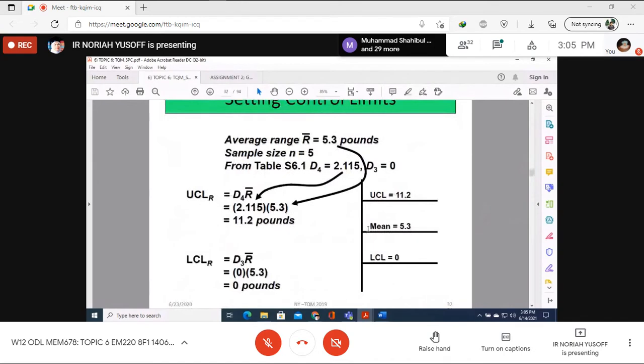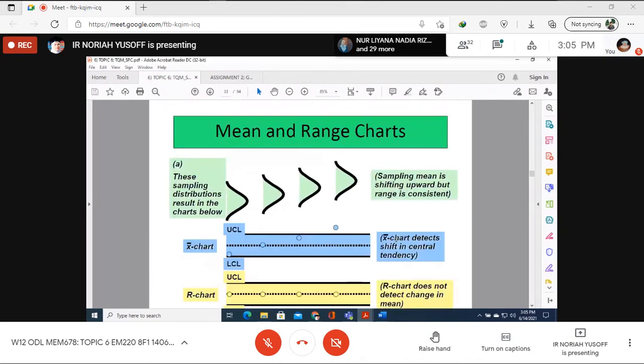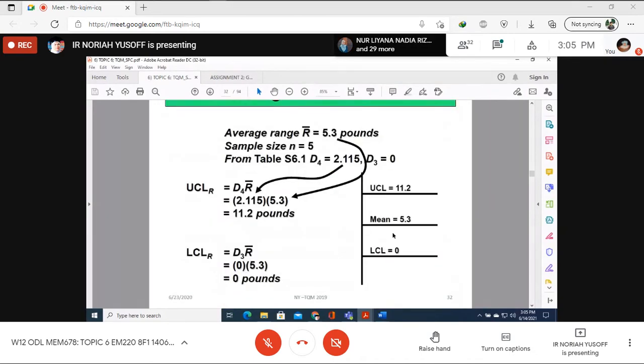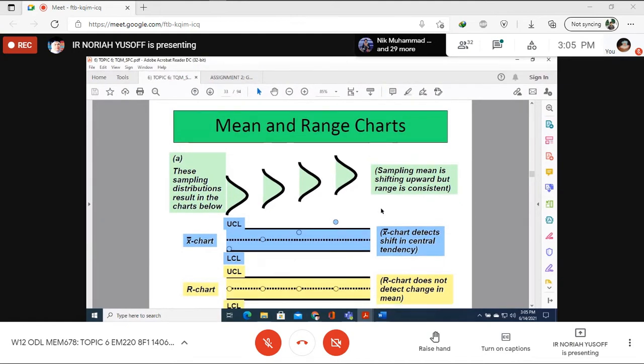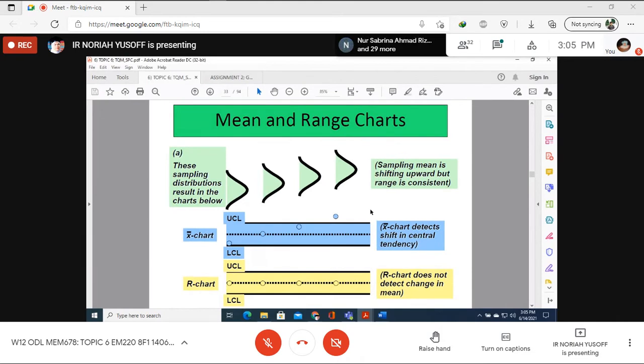Right, do you understand this part? Good. Because in the test later, this is one of my favorite questions. I will give the values and then ask you to calculate accordingly. So the mean and the range. Why do we need to prepare these two charts for variable control charts, the mean chart and the R chart?